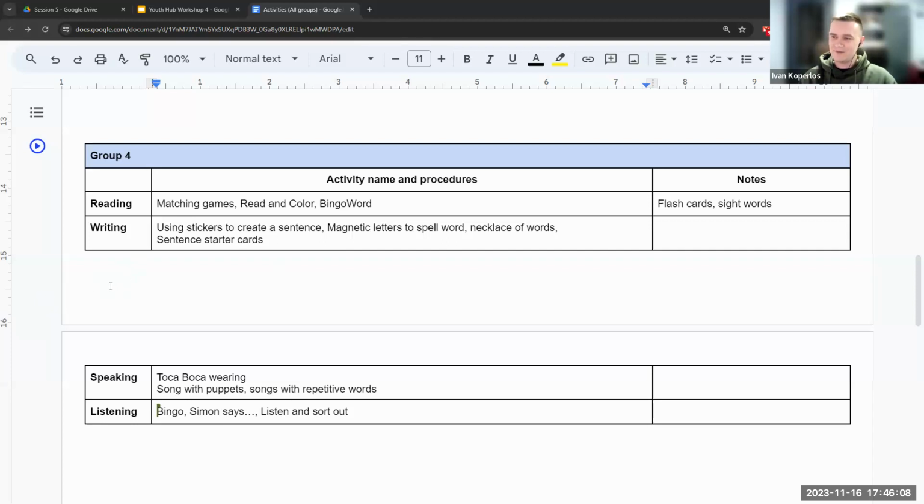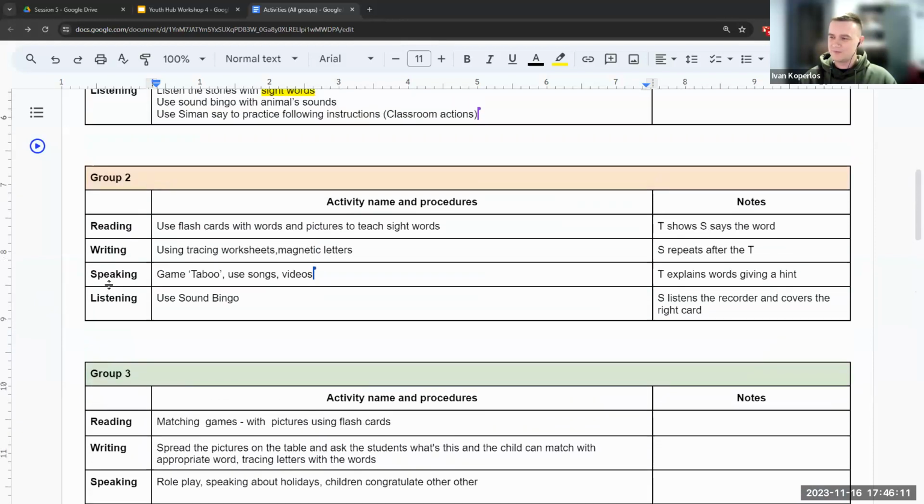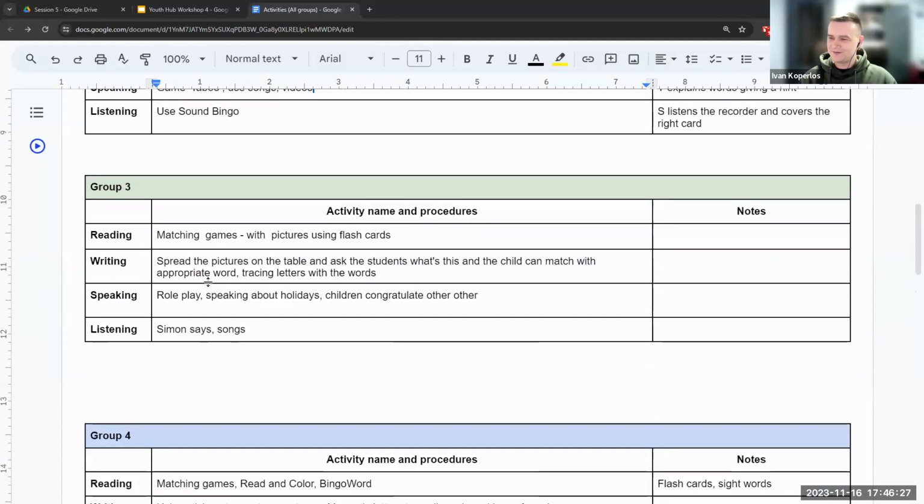And yes, we can come back. We have 2 options. Either come back to group number 2 and see if their secrecy is still on top, or we can move to group number 3. So it's up to you, anybody. The group number 3, you're welcome to make your comments. So tell us about it. Again, we have Simon Says, songs. Spread the pictures on the table. Very good. So please say something. Share your experience. Share your vision.